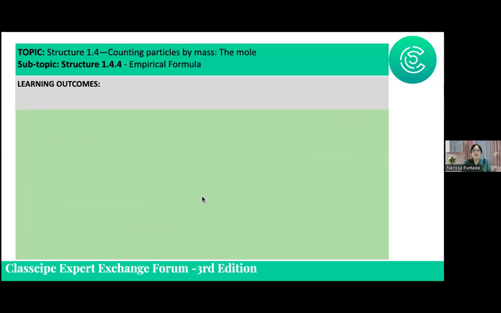Now we have here structure 1.4, counting particles by mass, the mole. This is the easiest one. Okay, this is about empirical formula. But then when you're having this topic, sometimes this is the first quarter topic, right?